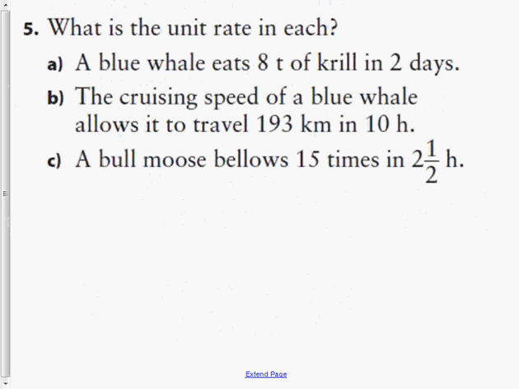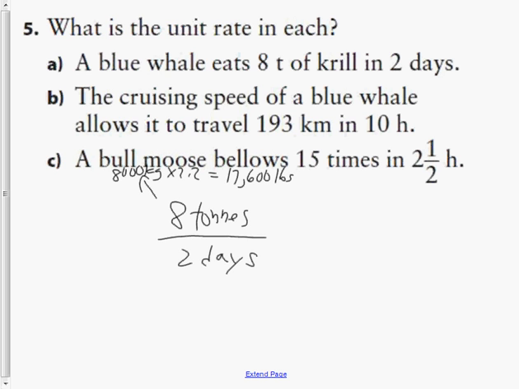In the fifth question, what is the unit rate of each? So a blue whale eats 8 tons, which is 1,000 kilograms each. So 8,000 kilograms, or roughly, if I multiply that by 2.2, 17,600 pounds of krill every 2 days. So 8 tons in 2 days. So again, our unit rate can be per 1 day, per hour. Probably for this one, we want it in 1 day, which is pretty easy. 4 tons per day.